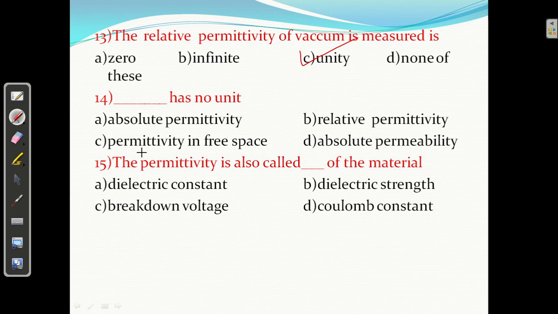That is permittivity, relative permittivity. Relative permittivity has no unit. So for 14, B answer is correct. Relative permittivity has no unit, right? Permittivity is also called as dielectric constant, right?